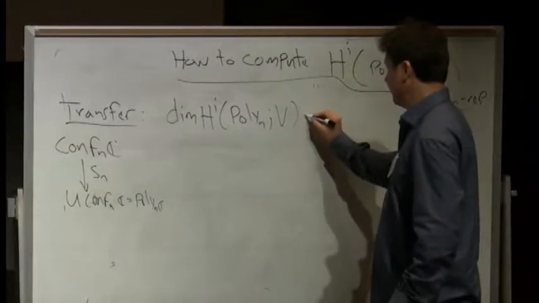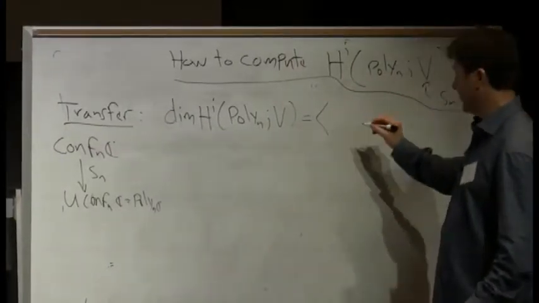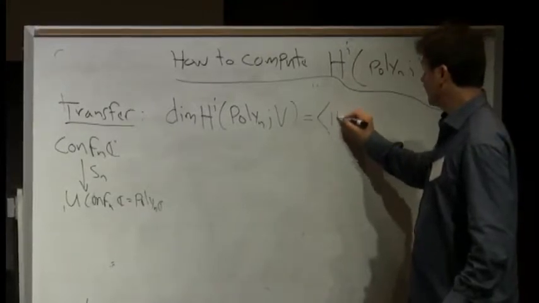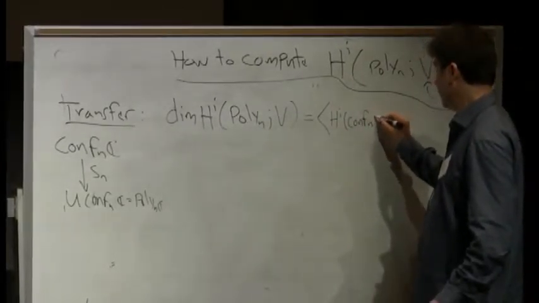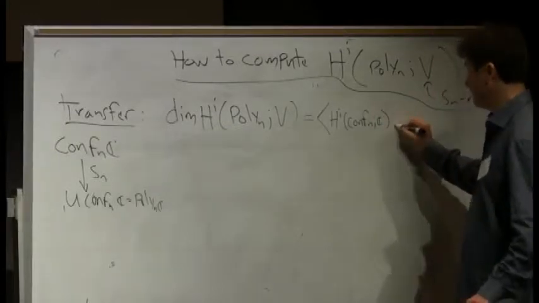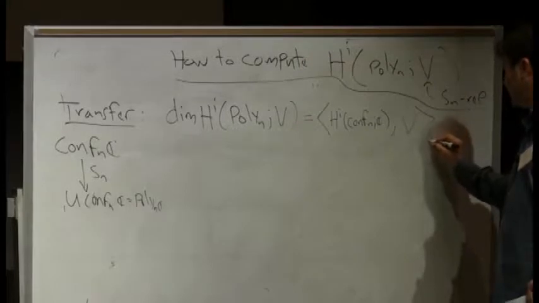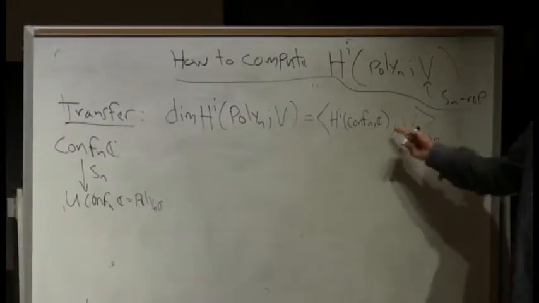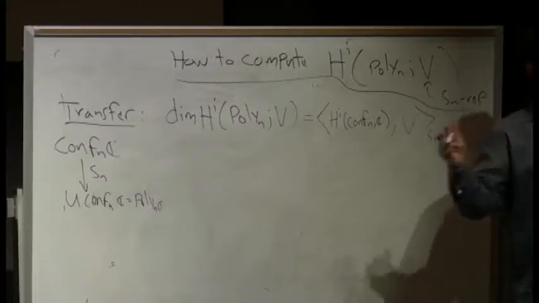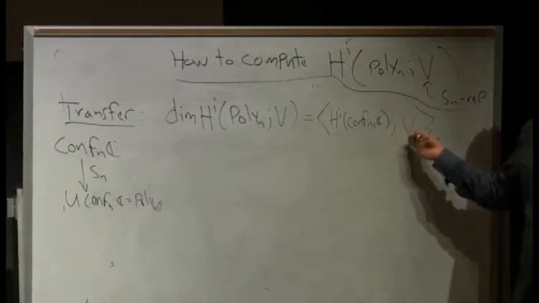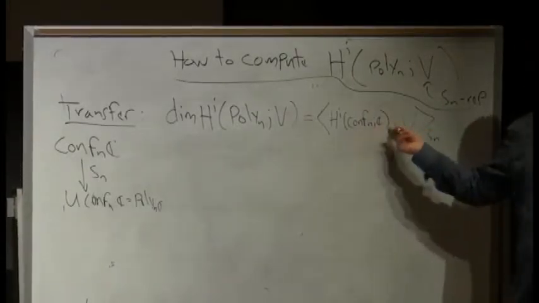The dimension of this is equal to, I'm just going to write it first. You look at the cohomology of the cover with trivial coefficients, and you look at the inner product in Sn with V, inner product of representations. What this means, if this is an irreducible representation, is just the multiplicity of V in here. How often did this occur?